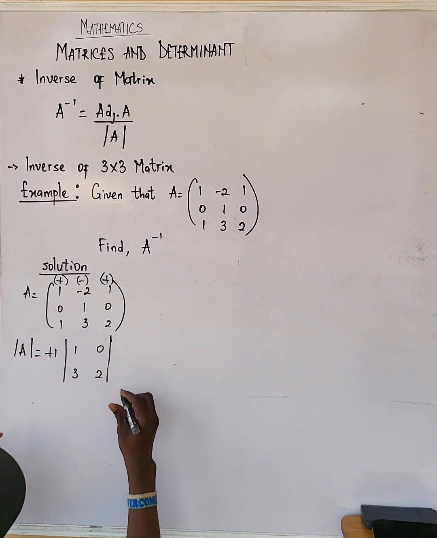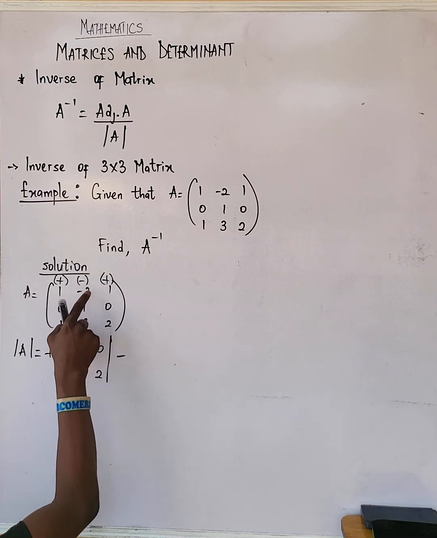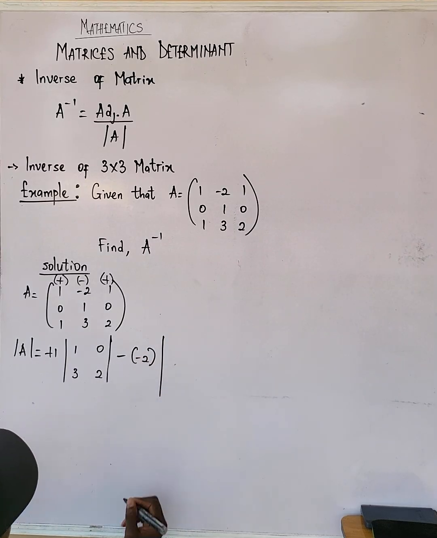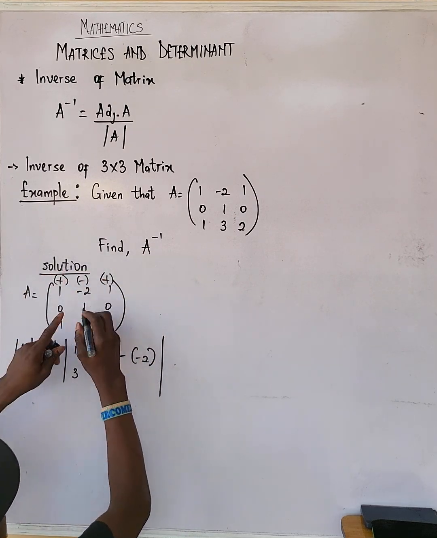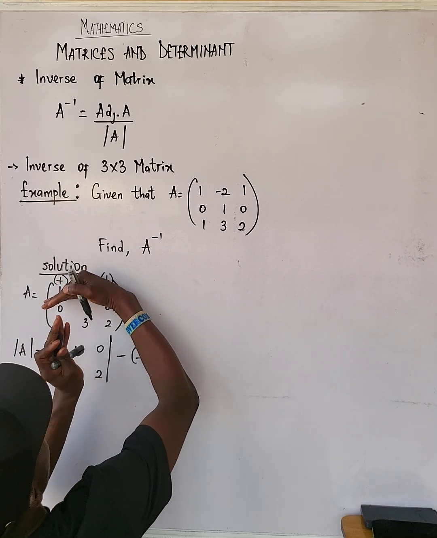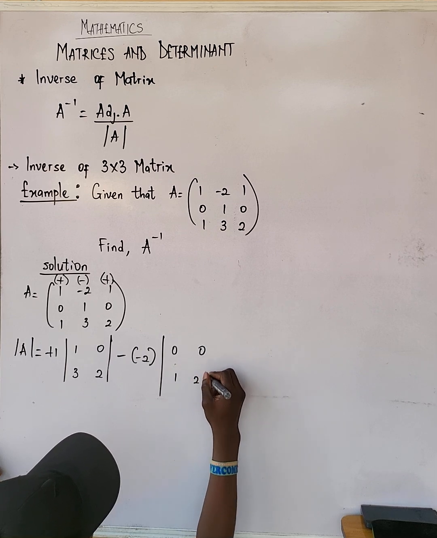So when we pick plus 1, you cancel the row, you cancel the column. We're left with 1 0 3 2. Followed by, we have minus, which is the sign of the determinant. Then what do we now have here again? We have minus 2. So this is the minus 2. Cancel the row, cancel the column. What are we seeing? 0 0 1 2. So we are left with 0 0 1 2.